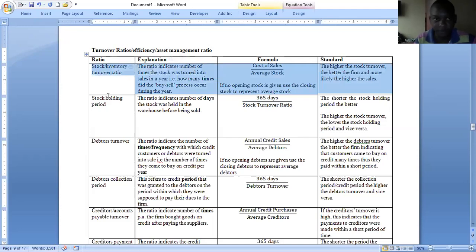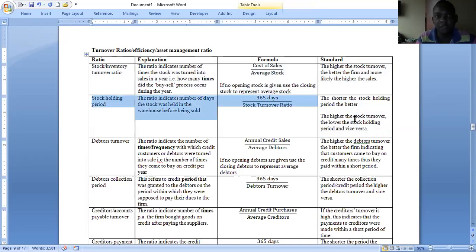Then you have the stock holding period. This indicates the average number of days that stock was held in the business before being sold. The stock holding period is equal to 365 days divided by the stock turnover ratio.